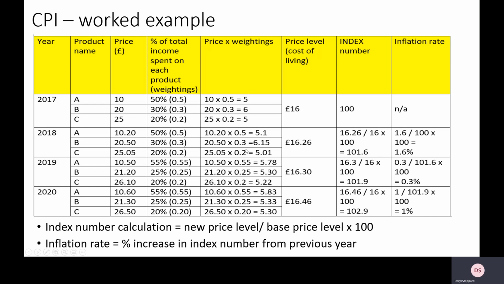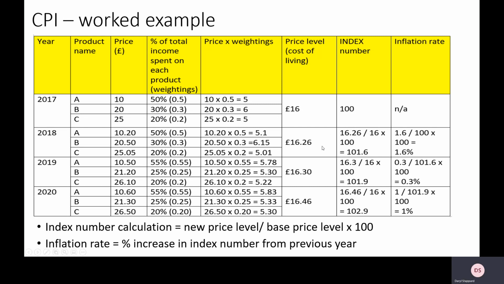Now what we would do is take the price in each year of each product and multiply it by the weightings. This would give us the cost of living. So for example, we can see that the cost of living in 2017 is £16. By 2020, it's grown to £16.46. Now what we'll do is set 2017 equal to 100 index points. This is therefore the base year.